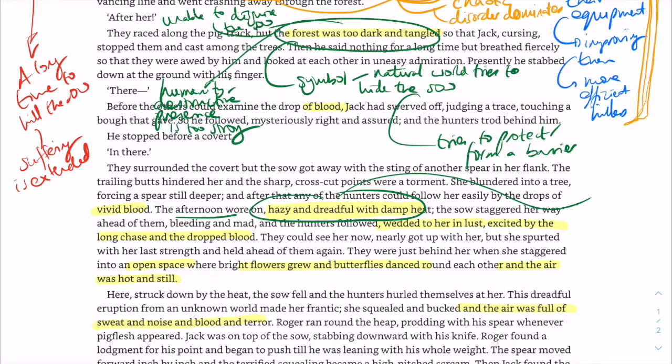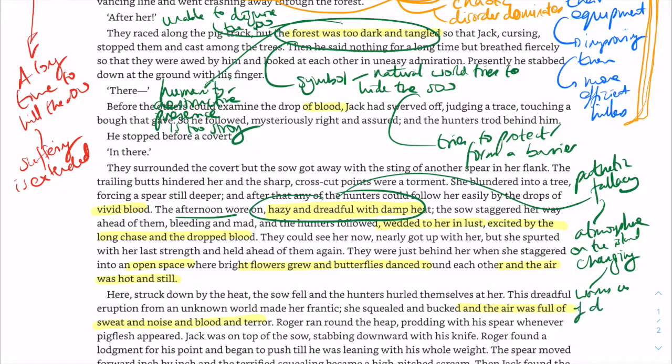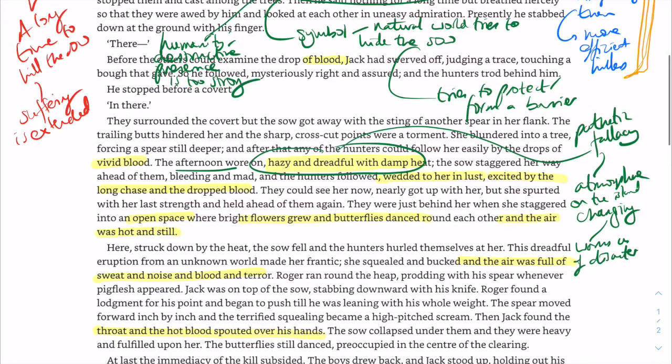As the passage moves on, we have this pathetic fallacy here of the afternoon being hazy and dreadful with damp heat. So the atmosphere has become oppressive. The atmosphere has become overwhelming, and certainly it's changing. Remember, at the start of the novel we had this Edenic beauty, but now we have this dreadful with damp heat. Those harsh dental sounds are warning us of the potential disaster that we're going to see in the island, and particularly as the novel continues to progress and move forward.